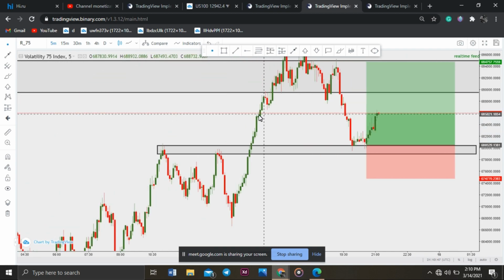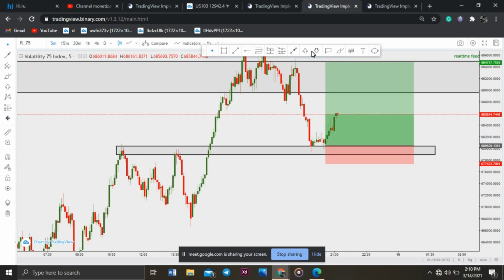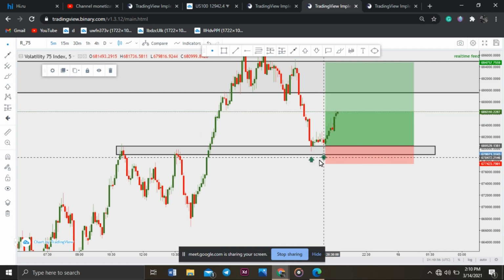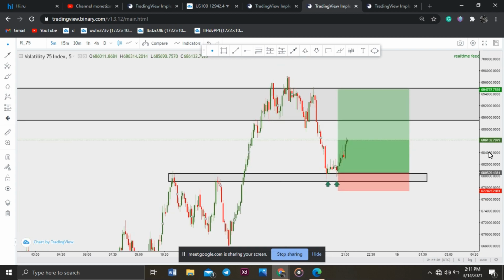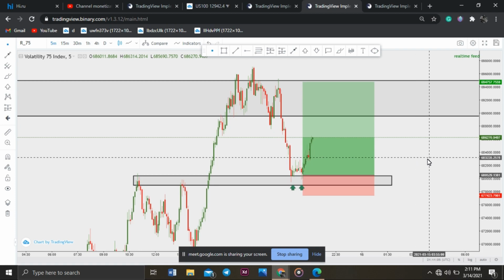But it's okay. We are not going to change it. You allow it to run. You could have taken this trade nicely on the 5 minute time frame. A nice scalping we could have taken on the 5 minutes time frame.